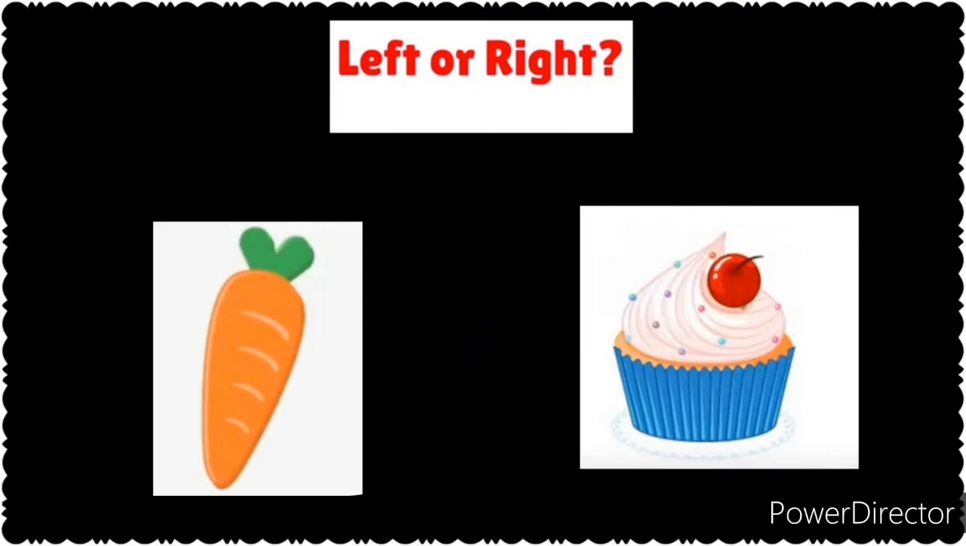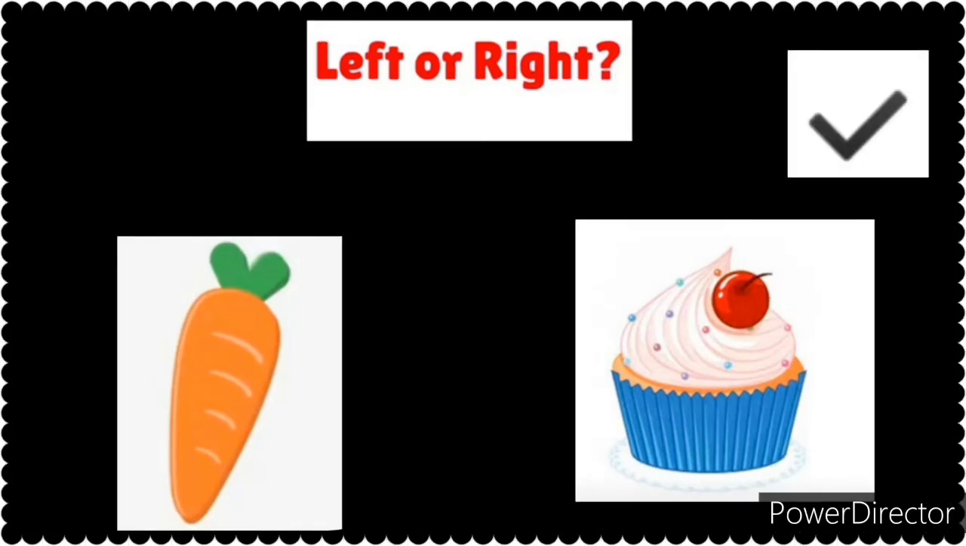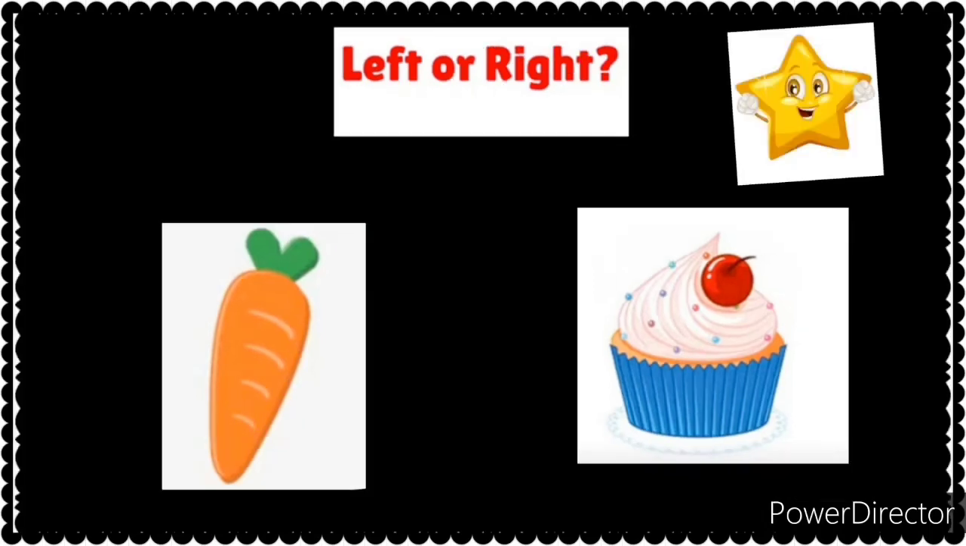In the next picture, a carrot and a cupcake. Now tell me, is the cupcake on the right side or on the left side? Yes, you are correct. It is on the right side. So I am giving you a star.